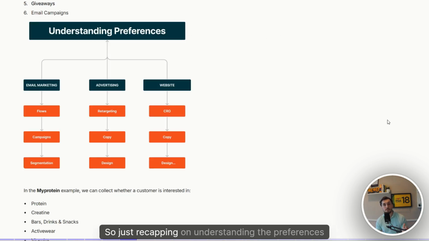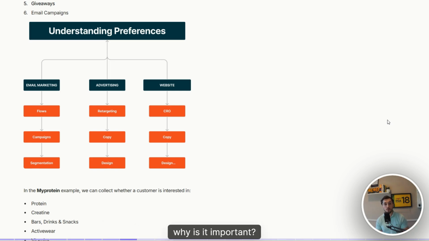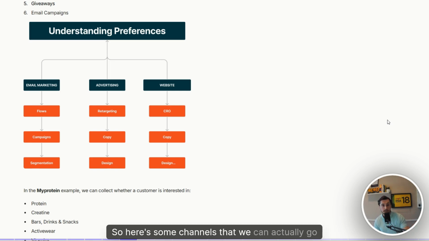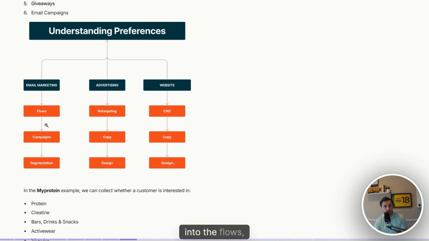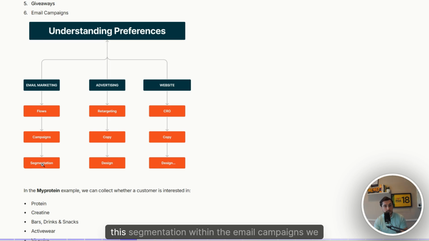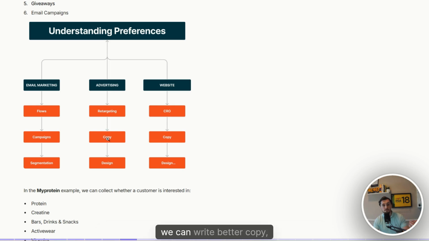So just recapping on understanding the preferences and collecting the zero-party data, why is it important? Here are some channels that we can go through and tailor the approach to. For email marketing, we can incorporate this into the flows, the campaigns, and the segmentation within the email campaigns. We can pass these segments on to the advertising team, so we can retarget them better. We can write better copy. We can give better designs, all tailored to their preferences.